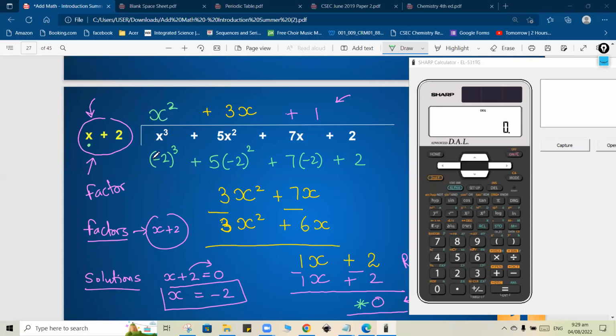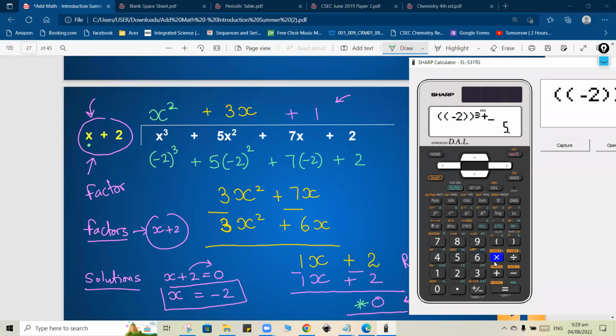Whenever you have a minus sign in brackets, you have to use this minus, not the regular minus. You have to use the plus or minus button. So open brackets, -2, close brackets. My calculator puts an extra pair of brackets, but I have to make sure I press the right button.